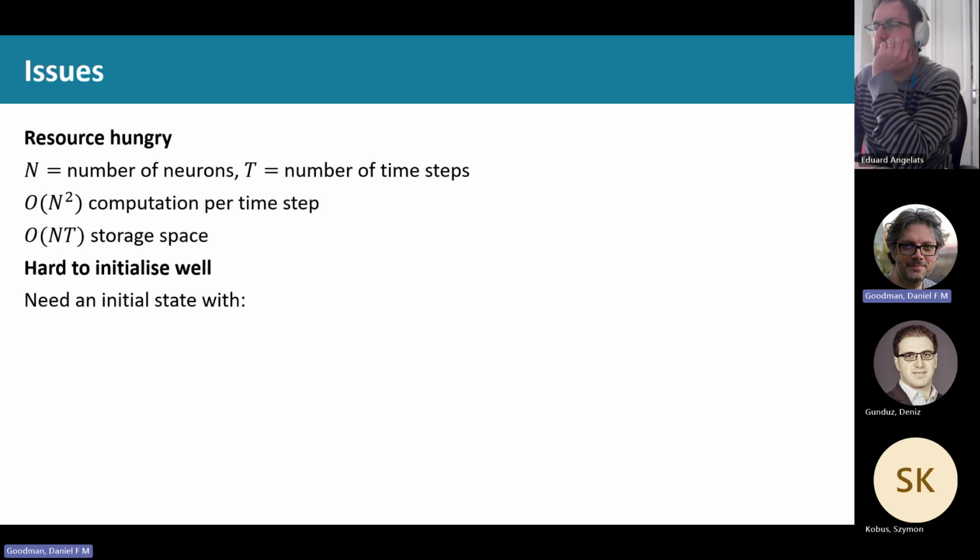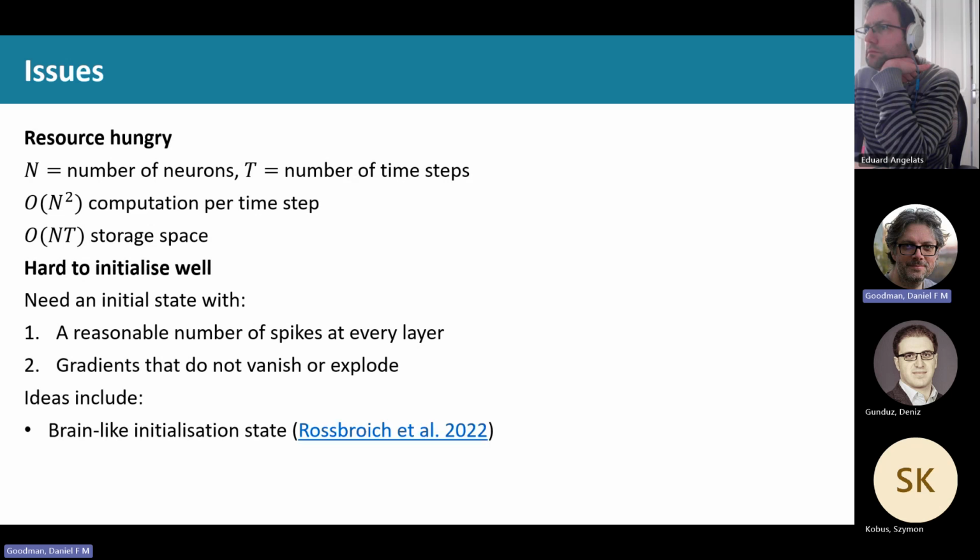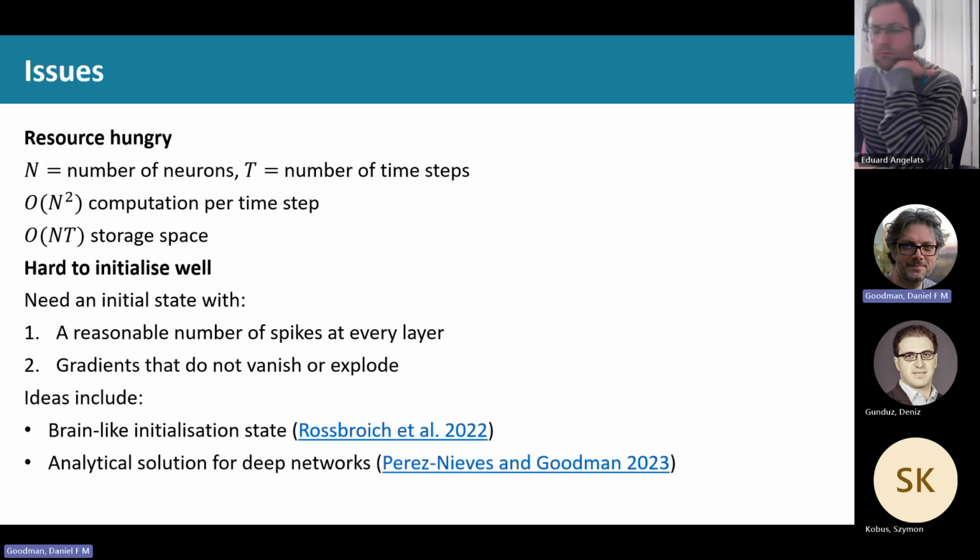They're also hard to initialize well. You need some initial state that has a reasonable number of spikes at every layer. You have to have gradients that don't vanish or explode. And that actually turns out to be a lot trickier for spiking neural networks than for artificial neural networks. There are some ideas out there, including one from one of my PhD students, but there's more work to be done on that. Also, this thing uses non-local information, and ideally we would like to have a version that only uses local information, both because that would be a better model for the brain, and also it might alleviate some of these sorts of problems as well.